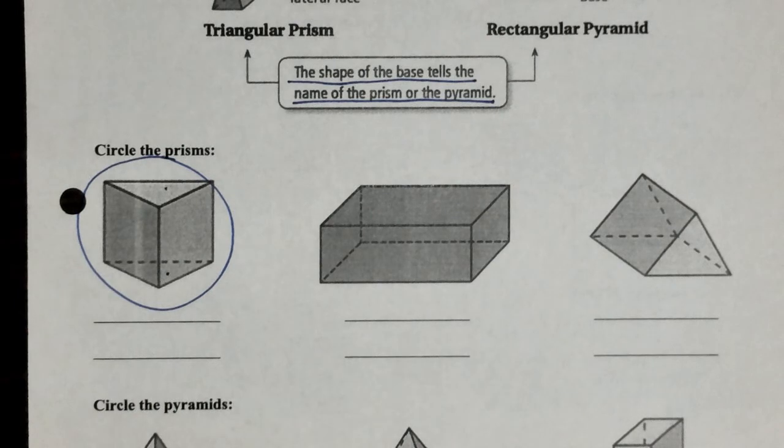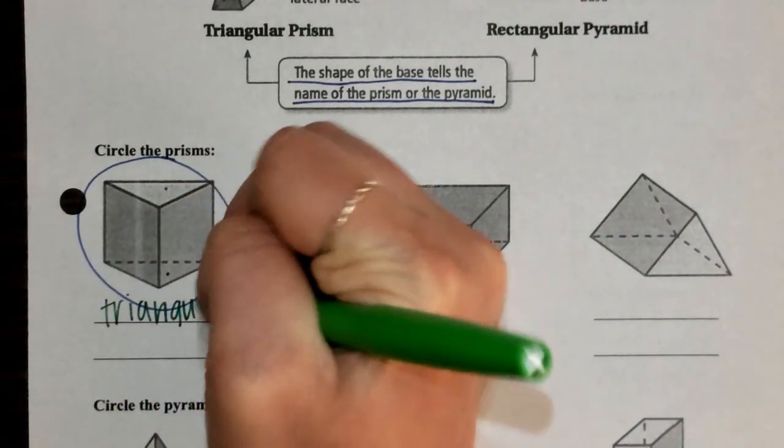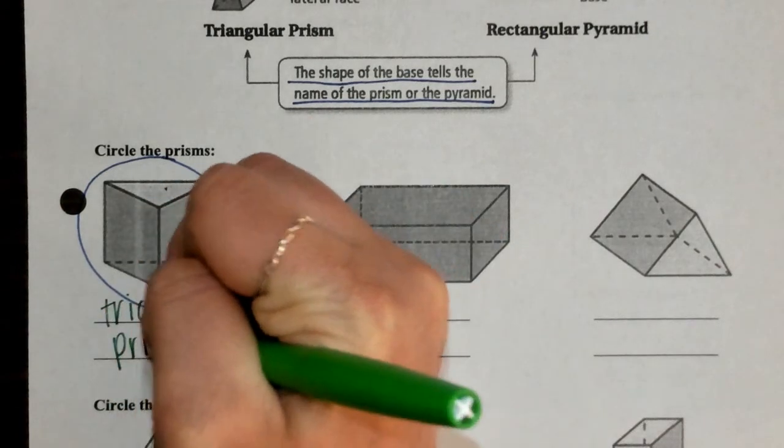So what's the name of this one? What kind of prism is it, Cameron? A triangular prism. Good. So I want you to write that on the line. Triangular prism.